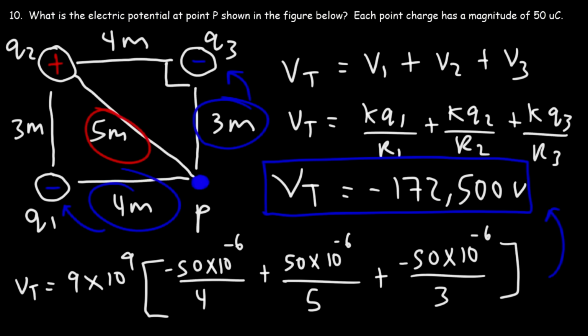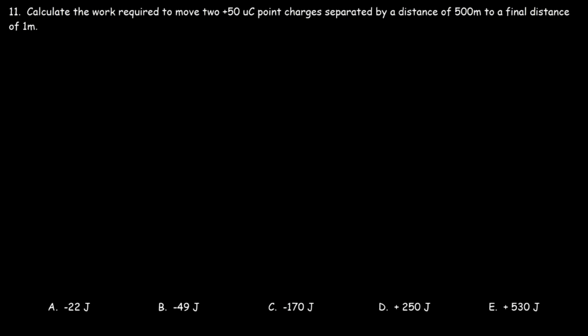So make sure you understand that the potential is going to be negative when you're close to a negative charge. It's positive when you're close to a positive charge. Number 11. Calculate the work required to move two 50 microcoulomb point charges separated by a distance of 500 meters to a final distance of 1 meter.